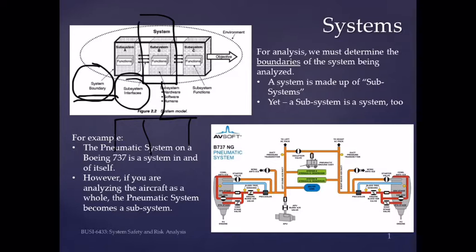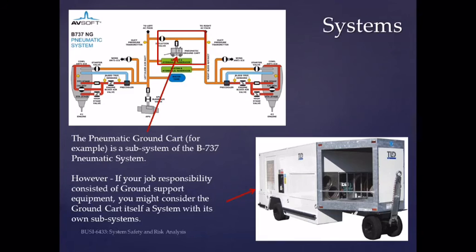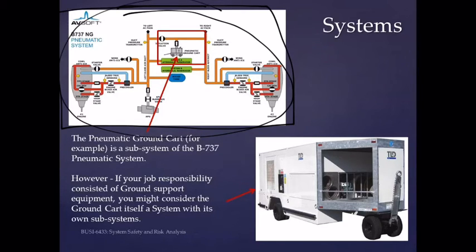The example that we give in the PowerPoint is that of a pneumatic system on a Boeing 737. And depending upon your engineering perspective, you may consider the actual aircraft, the whole Boeing 737 itself, a system, with the pneumatic system as just a subsystem of the actual aircraft. However, if your analysis requires, you may consider the pneumatic system itself to be the system to be analyzed, limiting your analysis to that, with subsystems under it.